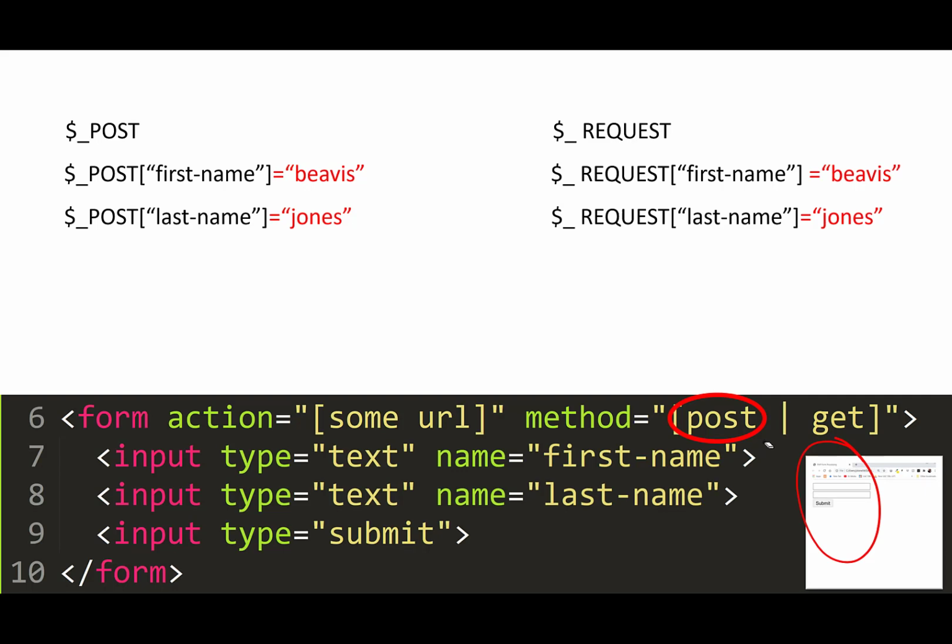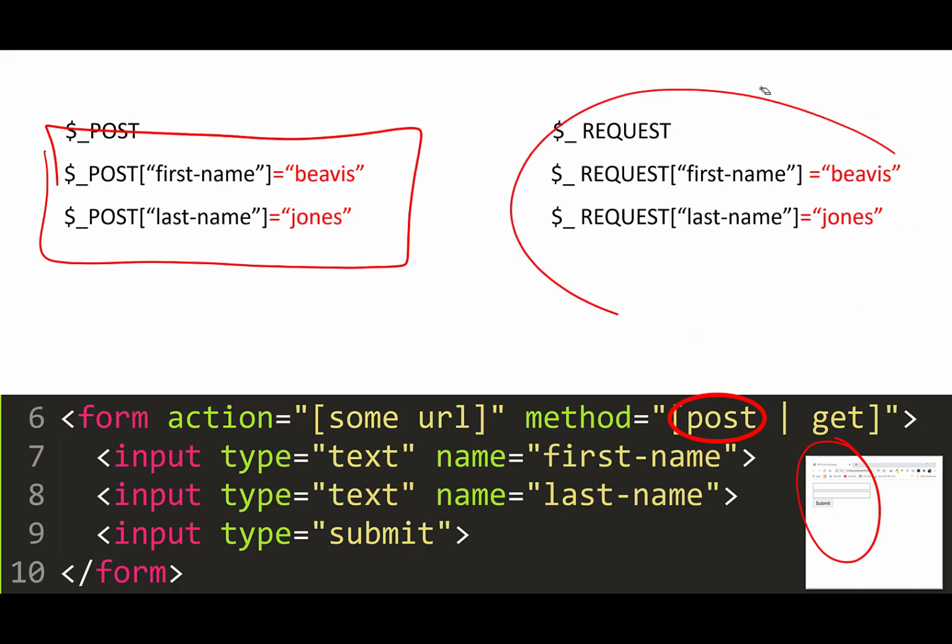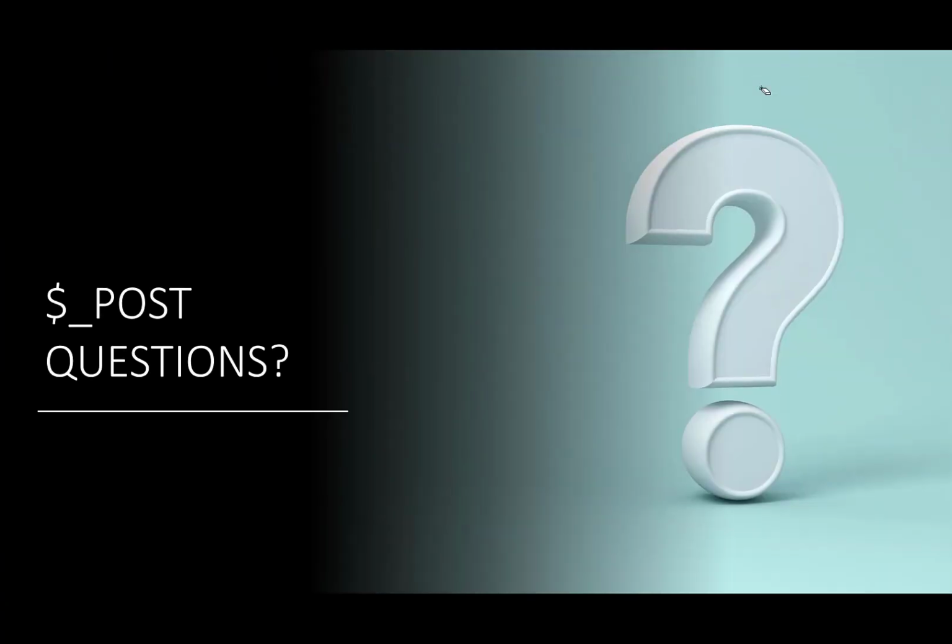And so as I mentioned, they're going to put Beavis Jones. So now in the post array, we have access to the first name element, which happens to be equal to Beavis, and the last name element, which happens to be equal to Jones. And in the request array, we have access to those. So now in my code, if I want to do something with that, I can grab it right out of the post by simply saying echo post first name, and it'll echo out Beavis. That's all there is to the post, really.